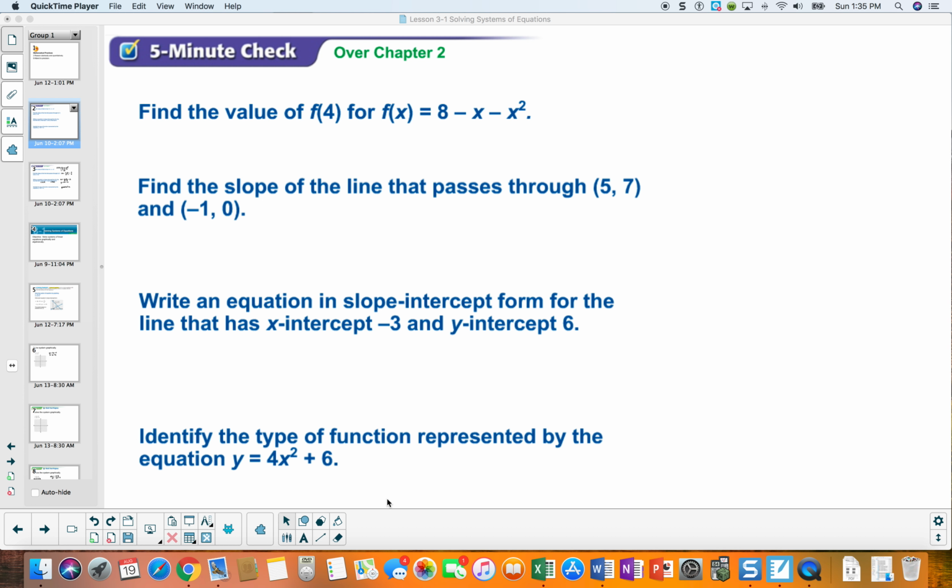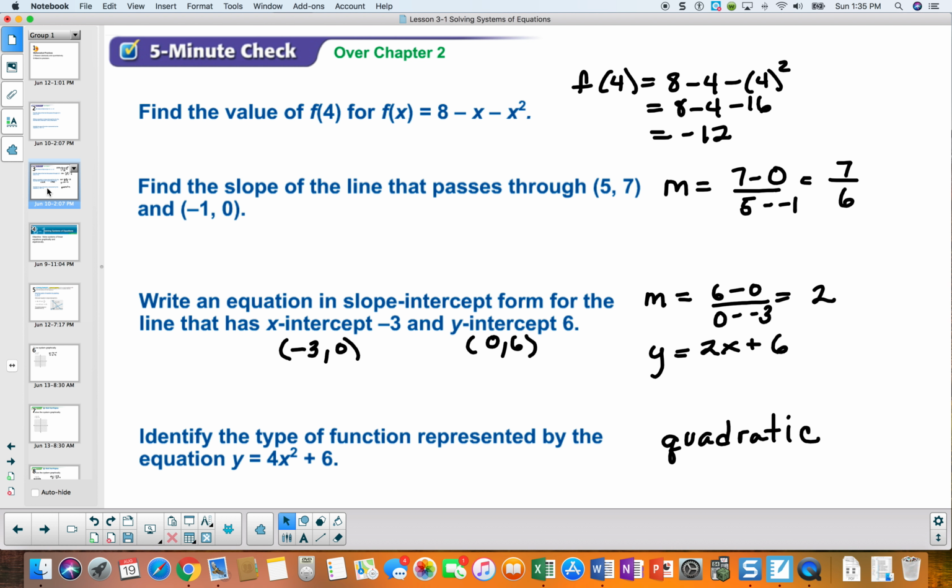Warm up for Lesson 3-1, Solving Systems of Equations. Pause to do the problems. And here are the answers.